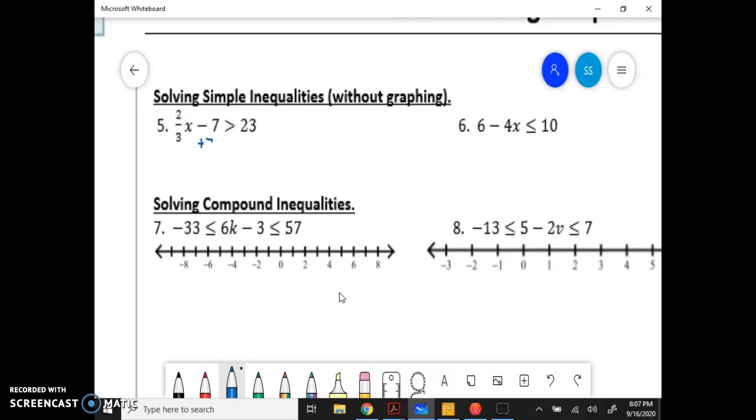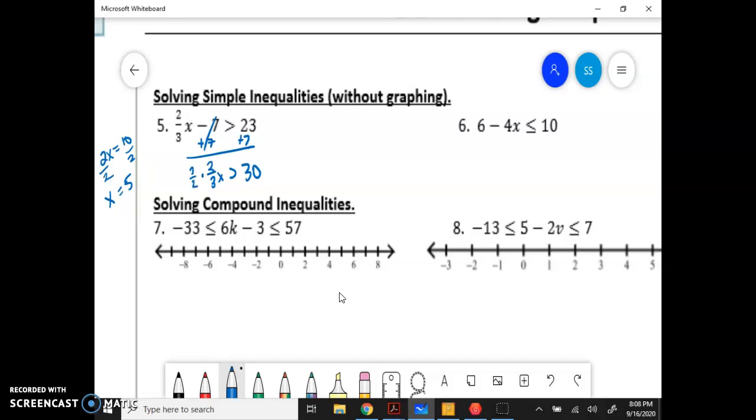We're going to add 7 on both sides, and we're left with 2/3 x is greater than 30. All right, and so our goal always is to get the coefficient in front of the variable equal to 1, right? If I had a simple equation like 2x is equal to 10, well, I don't want to know what 2x's are, I just want to know what 1x is. So I divide by 2 and I get 1x is equal to 5, right? So that's the same goal here, and so how we can do that is by multiplying by the reciprocal.